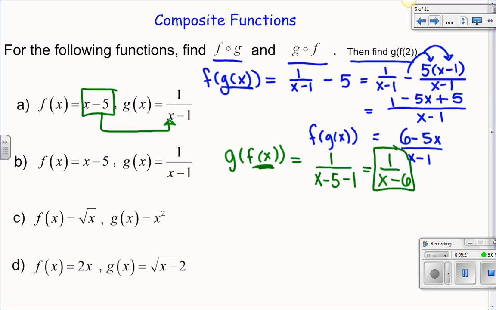If we want g of f of 2, that's what it's asking us here. Find g of f of 2. We're just going to take our g of f of x function that we just found here, and substitute 2 into it. So 1 over 2 minus 6 gives us 1 over negative 4, or negative 1/4.